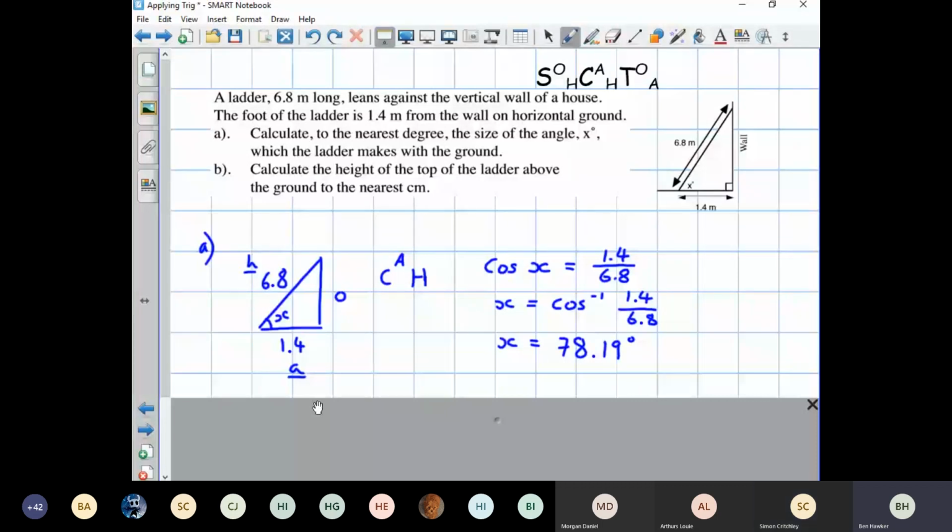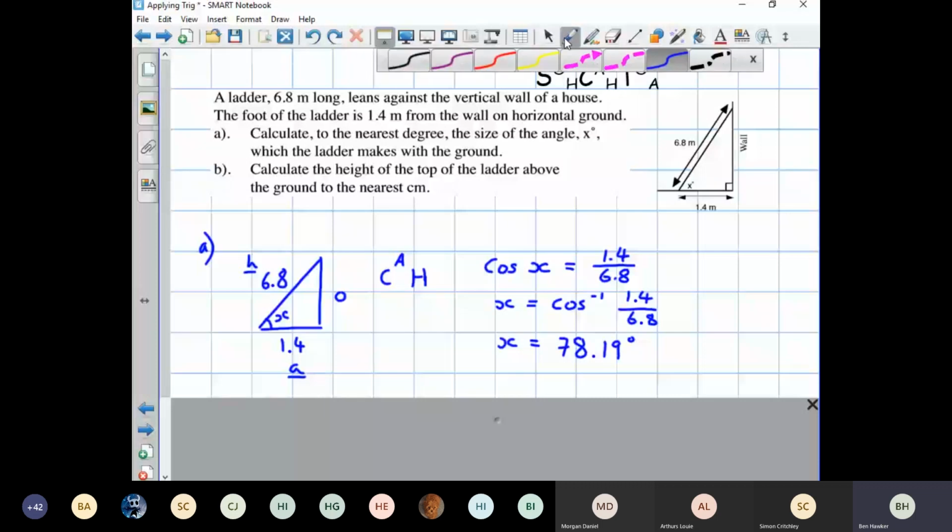So we just talked through this first bit. We've got our diagram. We've got the ladder that's 6.8 meters, leaning against the wall 1.4 meters away, and we are working out the angle. We use cosine of x is equal to the adjacent divided by hypotenuse. Take the inverse of cos, and we get x is equal to 78.19 degrees.